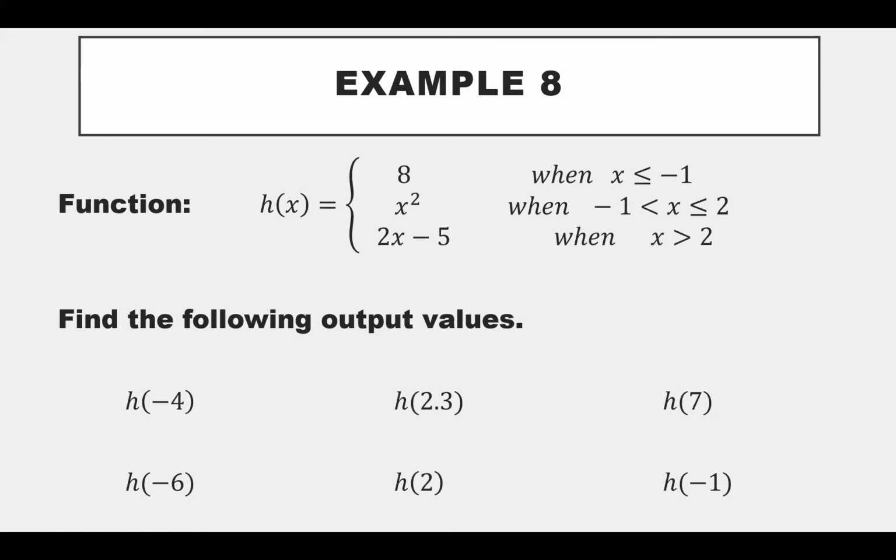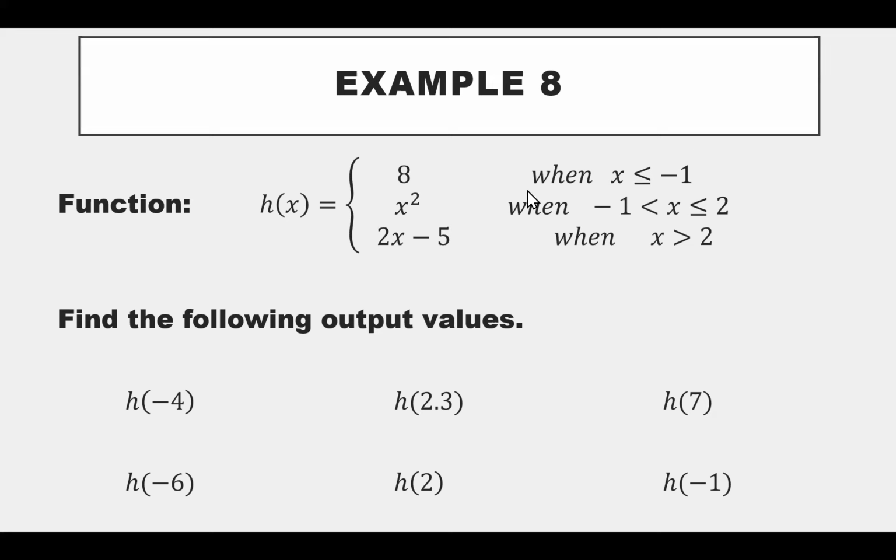H of x is equal to 8 when x is less than or equal to negative 1. H of x is equal to x squared when x is between negative 1 and 2. H of x is equal to 2x minus 5 when x is greater than 2. So here we have a piecewise function with three pieces.